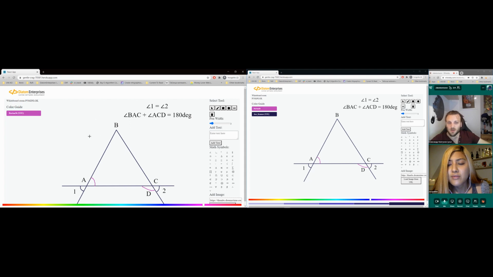So, as we can see, angle BAC is equal to angle 1. So this angle is equal to this angle, as well as we know that angle ACD is equal to 180 degrees minus angle 2. And we also know that angle 1 is equal to angle 2. So it means that if angle BAC is equal to angle 2, then angle ACD plus angle BAC will equal 180 degrees.